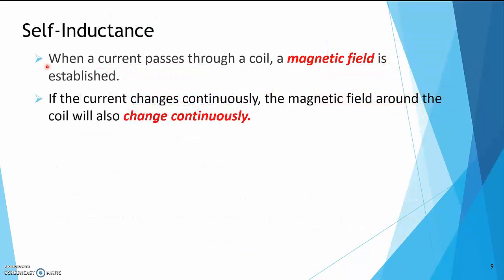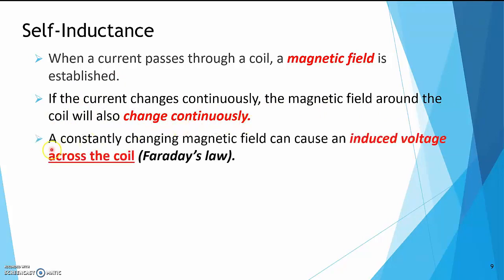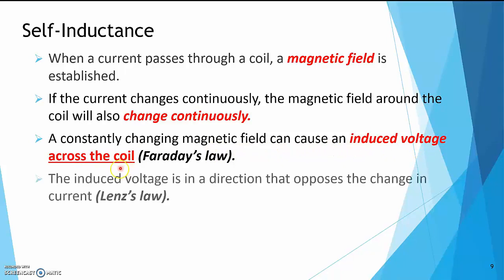Let's recap and develop the learning points further. When a current passes through a coil, a magnetic field is developed. If the current changes continuously, the magnetic field around the coil will also change continuously. According to Faraday's law, a constantly changing magnetic field can produce an induced voltage across the coil. And according to Lenz's law, the polarity of the induced voltage is in a direction that opposes the change in the current.